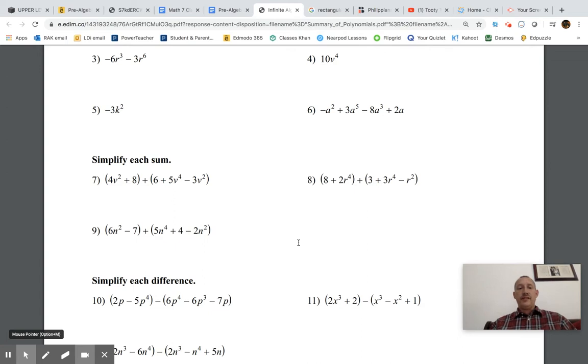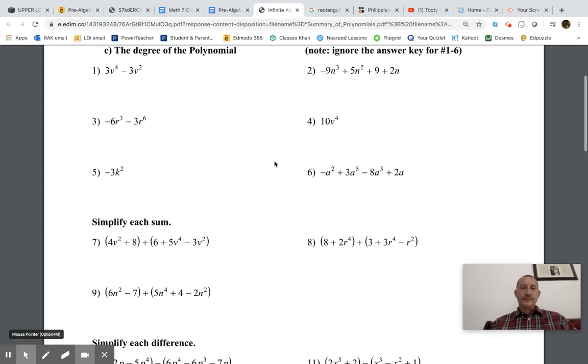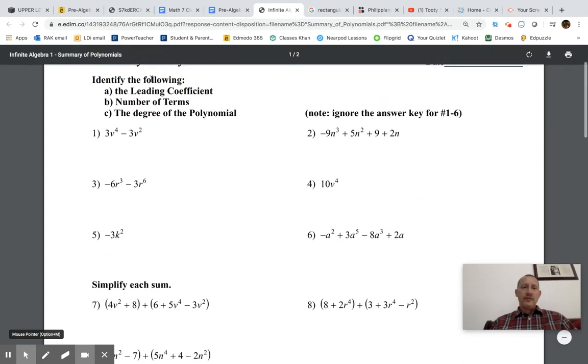The real thing that you need to do today is Khan Academy. Okay, so I'll work through some of these together. And please note that for 1 through 6, you can ignore the answer keys because the answer key is something else, and it wouldn't let me edit it for some reason. But what I want you to do is look at each of these and see if you can identify the leading coefficient, the number of terms, and the degree of the polynomial.